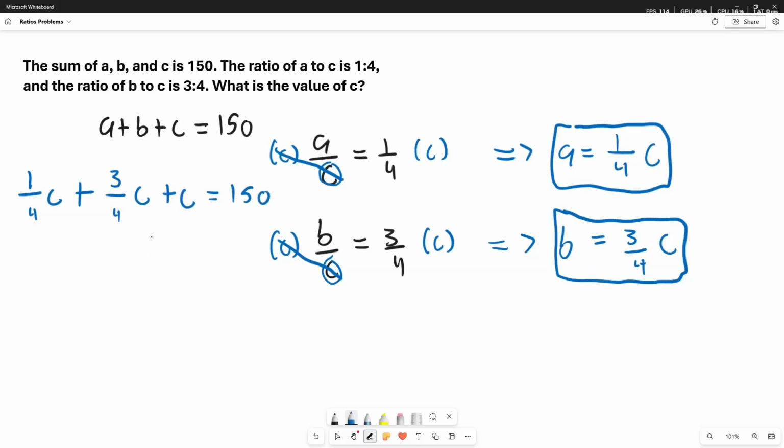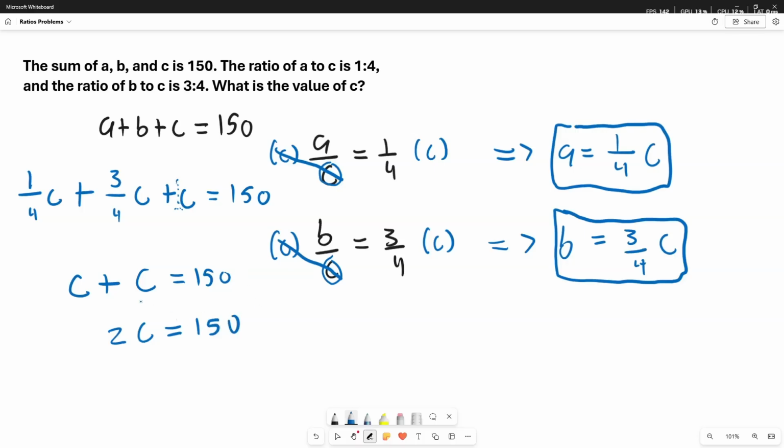So this is a much simpler problem because now we're able to combine like terms. C is just 1 of itself. You can pretend that there's a 1 here in the front. If we combine 1/4 plus 3/4, that just becomes C. And we have that other leftover C here. That becomes 2C is equal to 150.